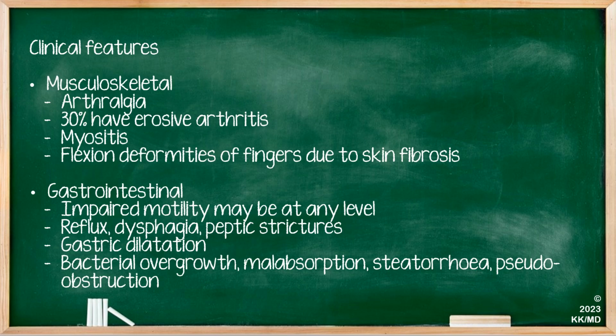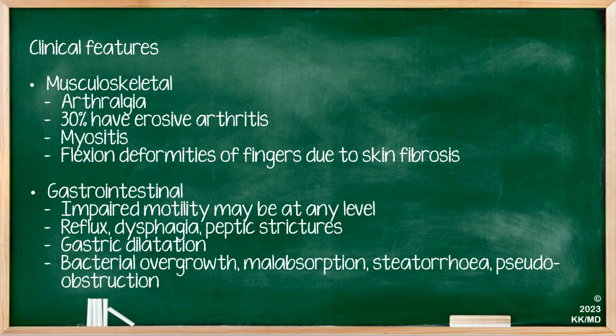Clinical features are quite wide-ranging. So as you can see, if you do, for example, suspect systemic sclerosis in a patient, for example in PACES, there are several systems that you do need to examine and explore. We've already talked about the skin and the lungs, for example. Looking at the musculoskeletal features, these patients can report arthralgias. 30% in fact have an erosive arthritis. They may also report a myositis, so muscle weakness and pain, as well as flexion deformities of the fingers due to the skin fibrosis that they're experiencing.